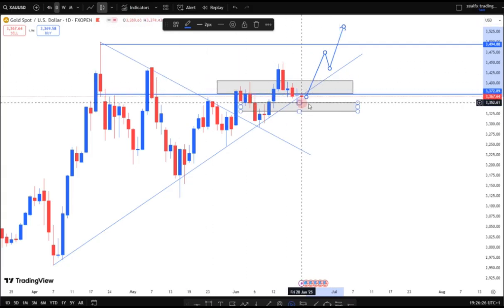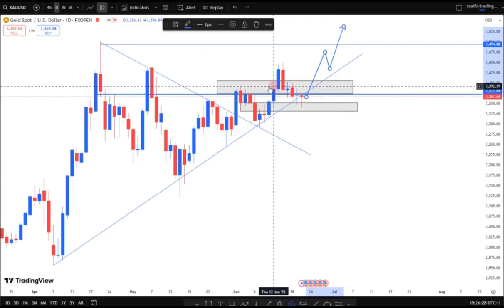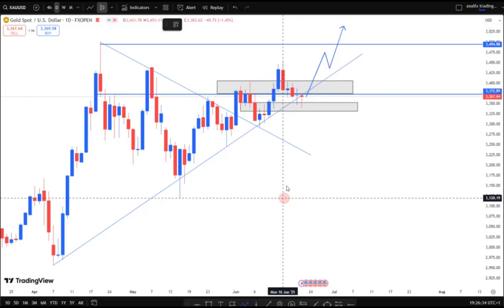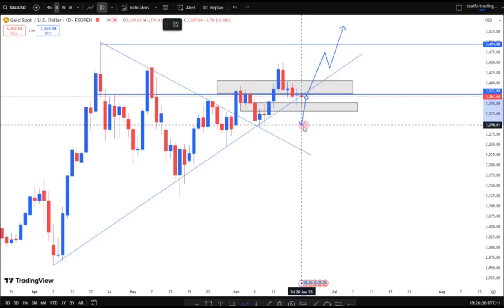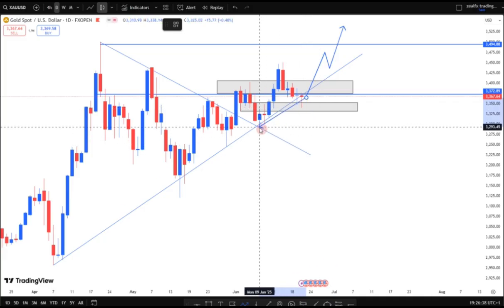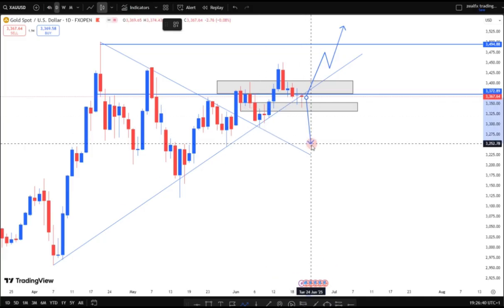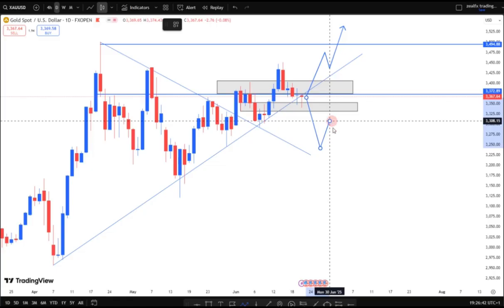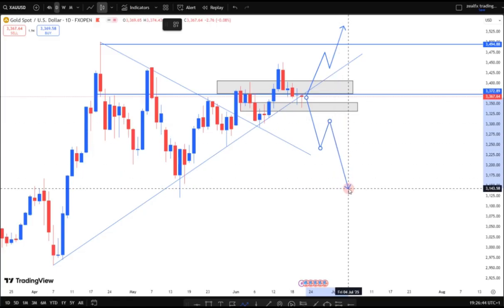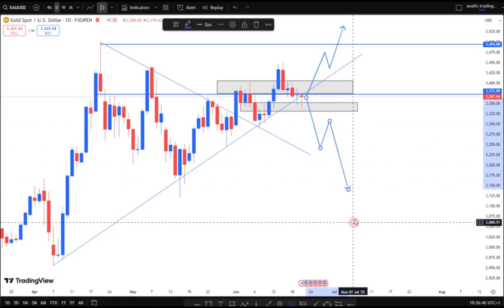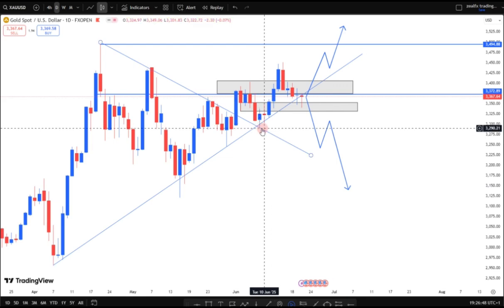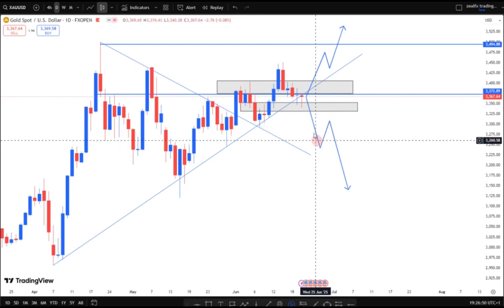But if price fails to break out of this zone, because we have a strong zone at this area also, you might be seeing price breaking the higher low of the inner structure. Once price breaks this higher low of the inner structure, we might be seeing downtrend resumption for gold to this support level. So once we see a break of this inner structure, we'll be looking for our selling opportunity on gold.